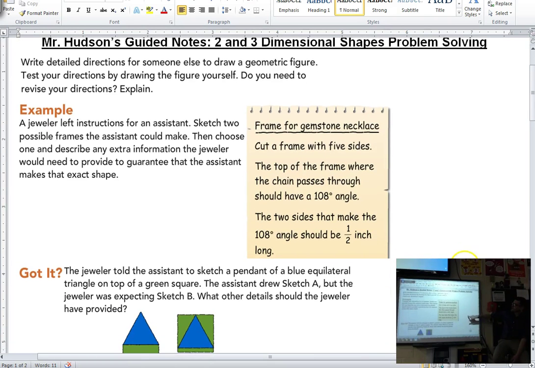So, if you were to write a description for somebody else to draw a geometric figure, take a second and write what details you think would be necessary.